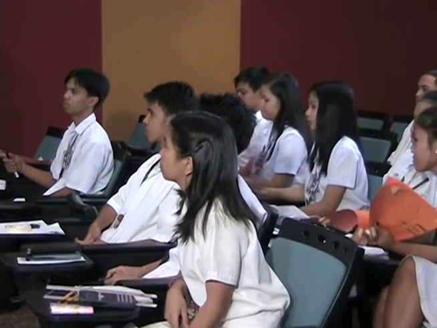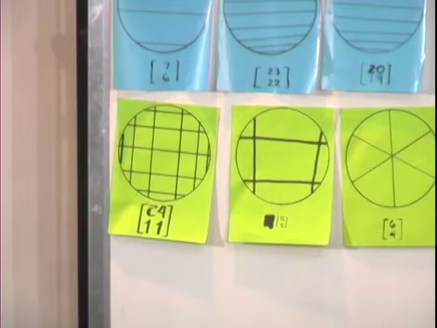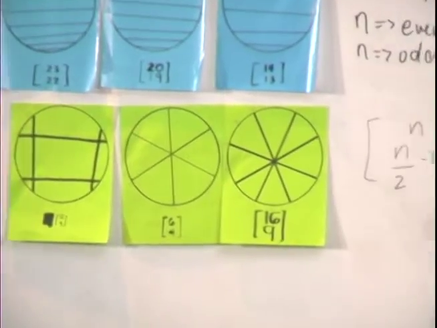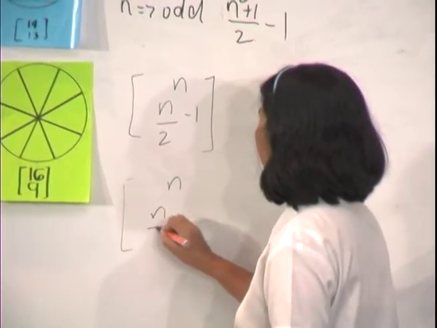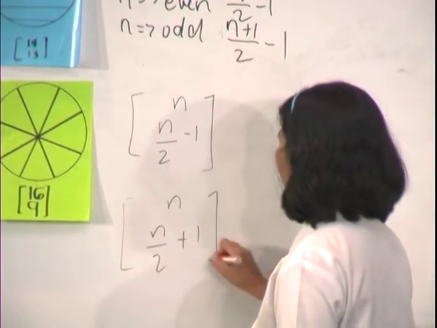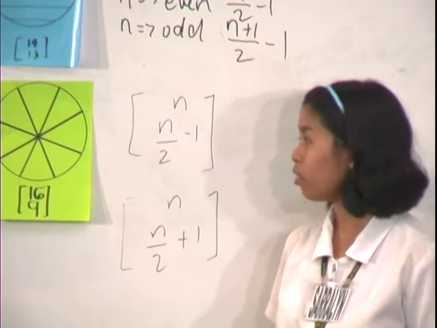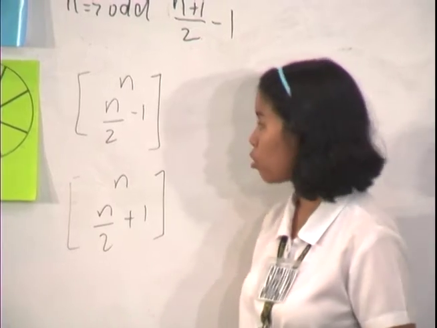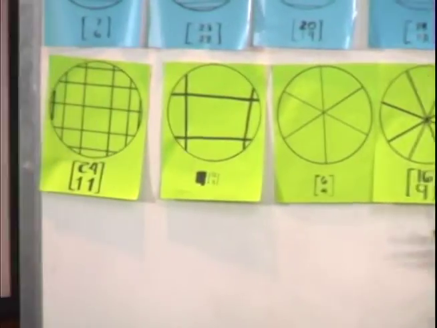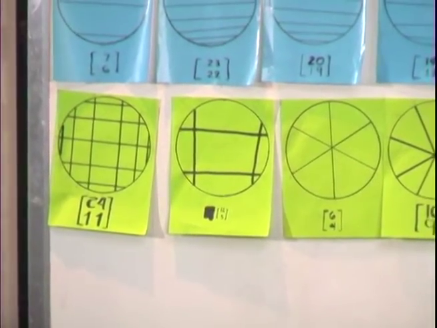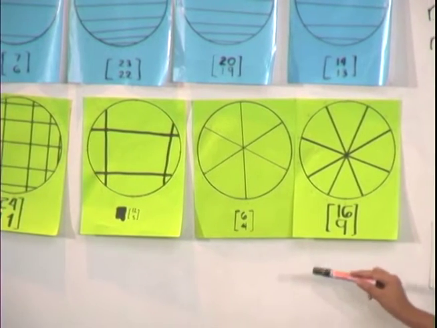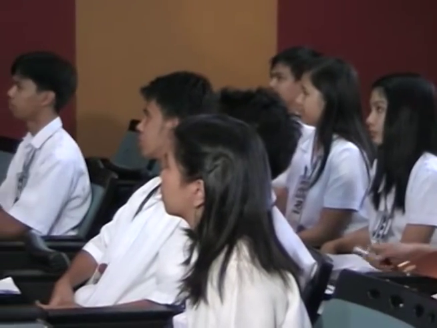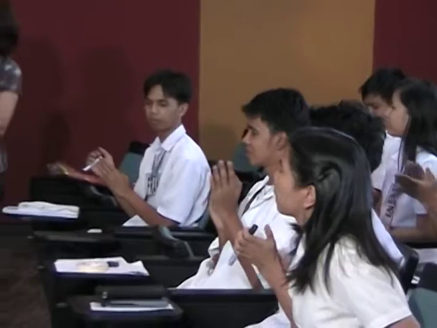For the next one, we are asked to give different even numbers for n and n over 2 plus 1. And we found out that the graphs are diameters. So for the first one, n is 6 and n over 2 is 3, plus 1 is 4. So the graph is a diameter. Okay, so very interesting. Let's also give them a round of applause.